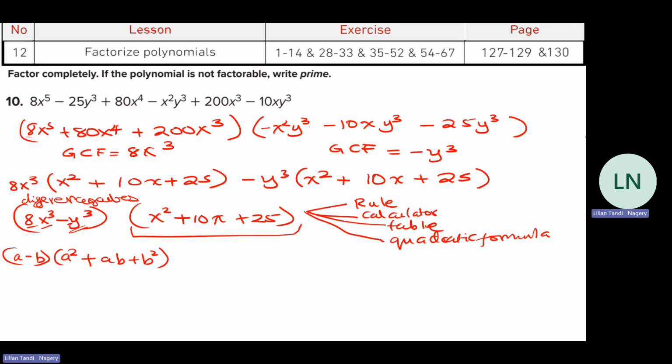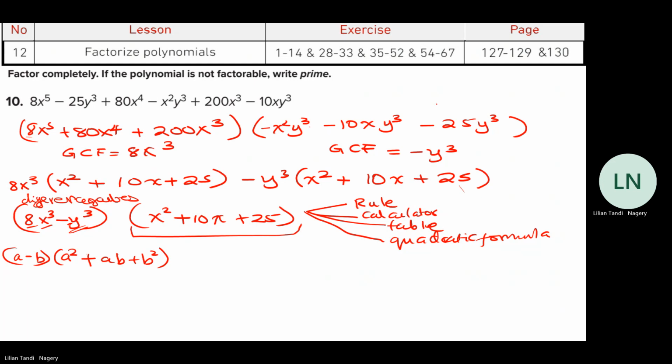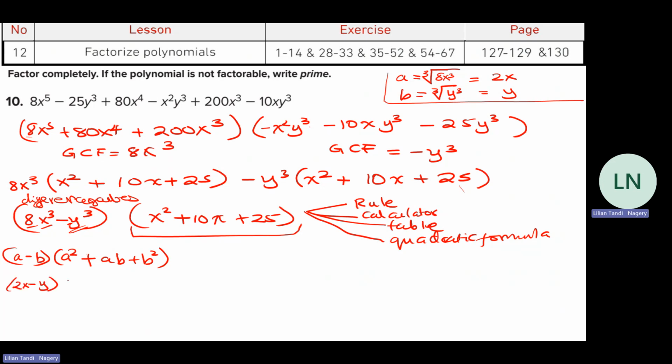So I need to find my a. I'm gonna write it over here. A equals the cube root of 8x cubed, which will be 2x. B equals the cube root of y cubed, which is y. So I'm going to write here 2x minus y times 2x squared plus 2x times y plus y squared.